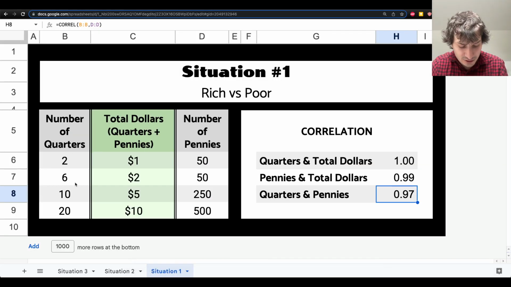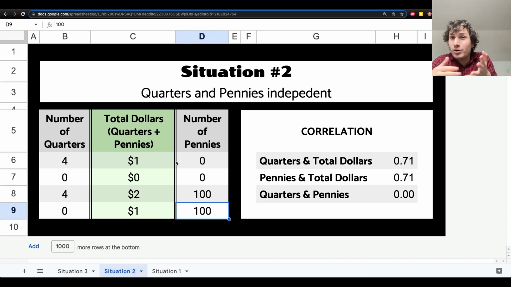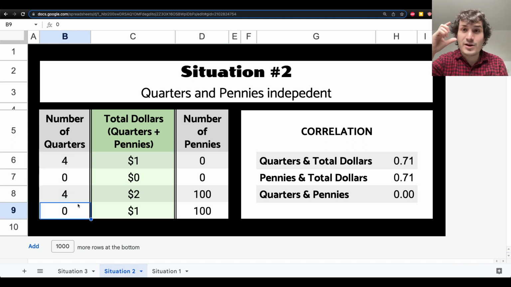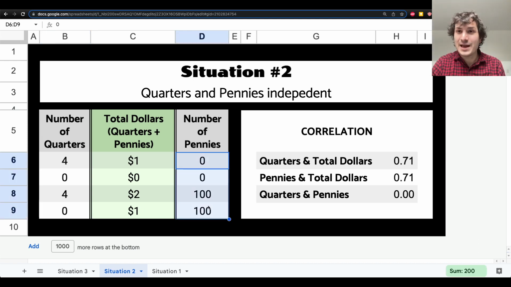So in this example, it was true, but here is a perfectly valid situation number 2, which is that the quarters and pennies could just be plainly independent. So I have 4 rows here. For the number of quarters, it's either 4 or 0. Half the time you have 4 quarters and half the time you have 0 quarters. And for the number of pennies, half the time you have 0 pennies and half the time you have 100 pennies. And it's set up perfectly so that the pennies and the quarters are perfectly independent.